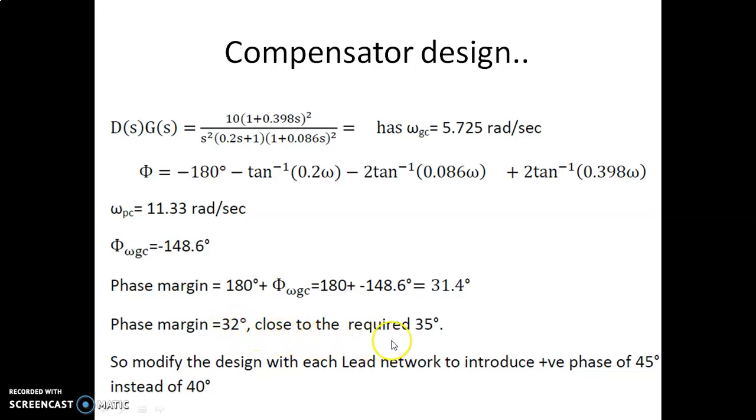But what is required is 35 degrees. What is usually done is, instead of having a phase shift of 40 degrees from each stage, you redesign the entire thing to make it 45 degrees, so that the overall phase margin is more than or equal to 35 degrees. Since it is less than 35 degrees, you are supposed to redesign it by considering that each network should give 45 degrees instead of 40 degrees. So let us go back to the 20sim simulator and find out whether the phase margin is 32 degrees after compensation or not.